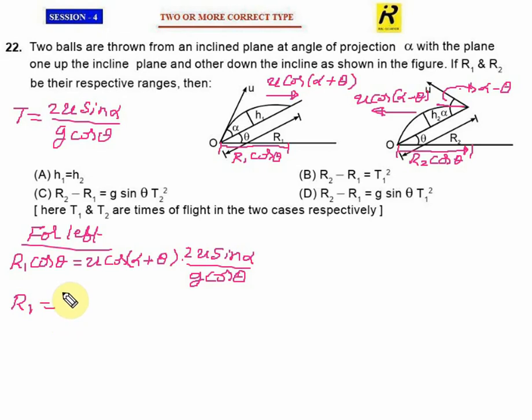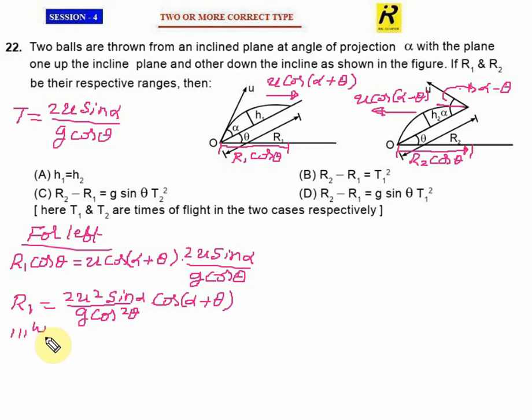So R1 equals 2u square sine alpha divided by g cos square theta into cos(alpha plus theta). This is how I get the expression for R1.